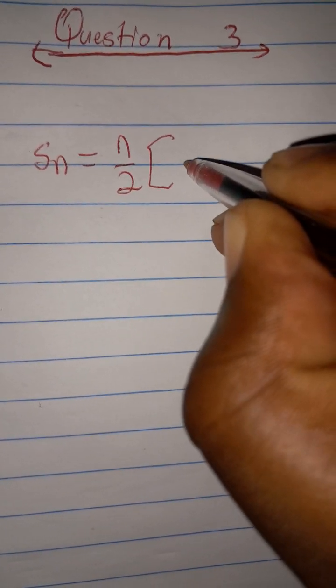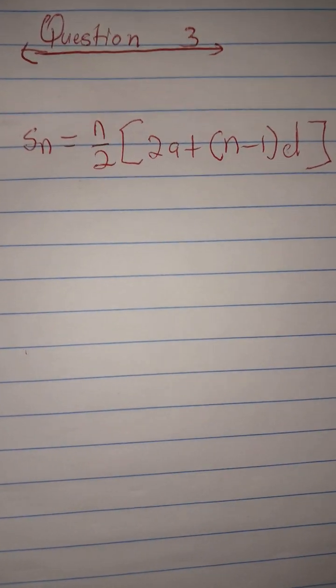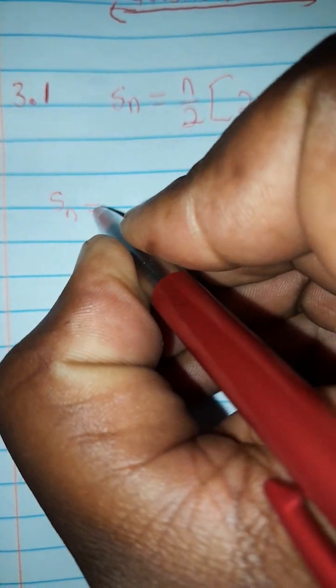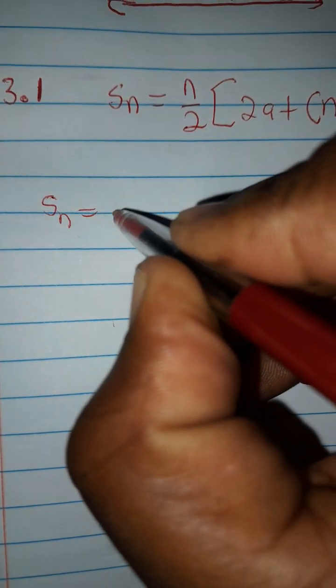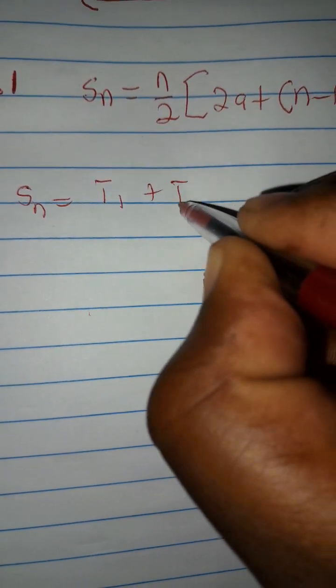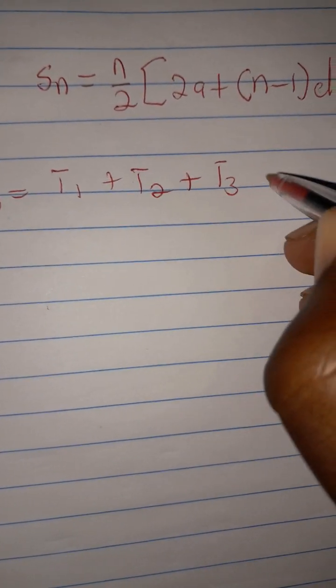At 3.1, we were required to prove that the sum is given as Sn = n/2 (2a + (n - 1)d), which is an arithmetic series. So first things first, when you want to prove this, just say Sn = T1 + T2 + T3 + ... plus the last term, which is given as Tn.